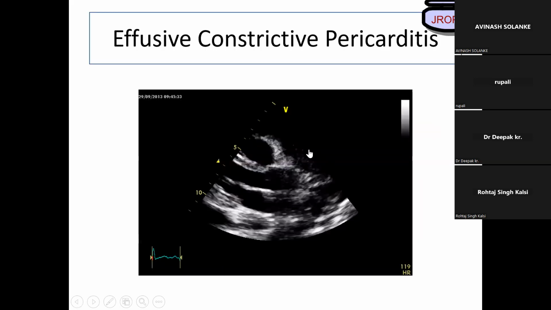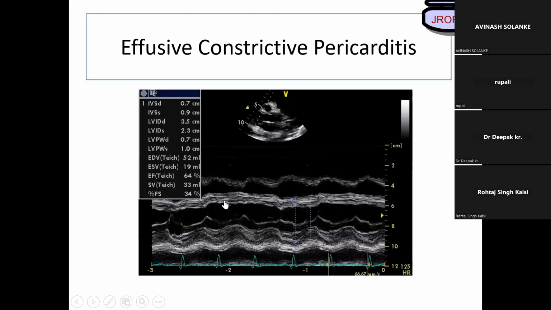So what exactly is the most important part of constrictive pericarditis? Thickened pericardium, and it may have fluid in between or may not. This is a parasternal window. Just put a cursor across this window. Look, this is separation of the fluids. And on top of that, you can look at the thickened pericardium.